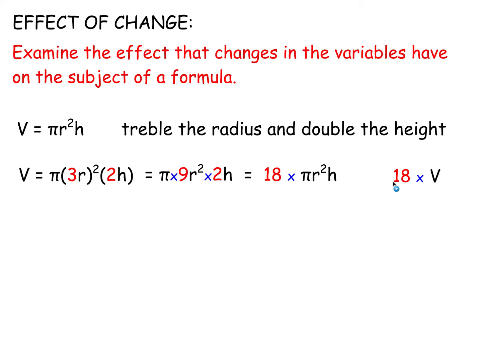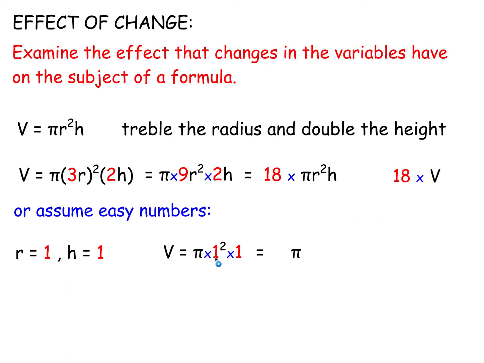Now, the second way to do it is actually, if anything, a bit easier. It's just to assume two easy values for r and h, which would be 1 and 1. If you made the radius 1 and the height 1. So we're assuming easy numbers, r being 1 and h being 1, work out the volume. With r 1 and h 1, the volume's just pi.